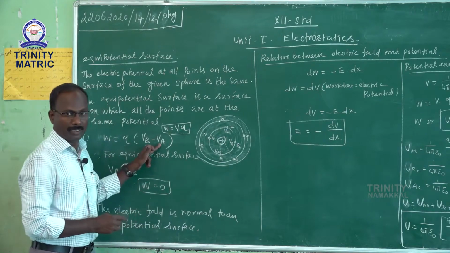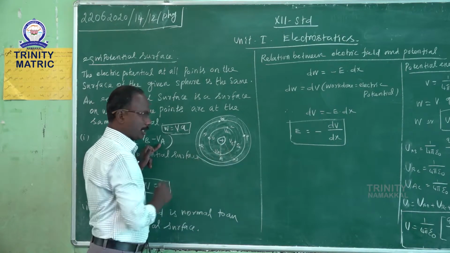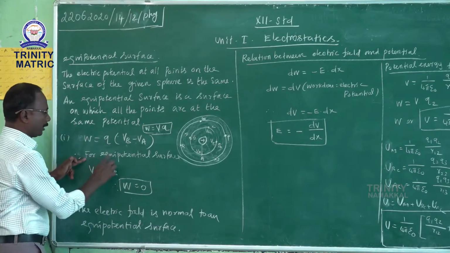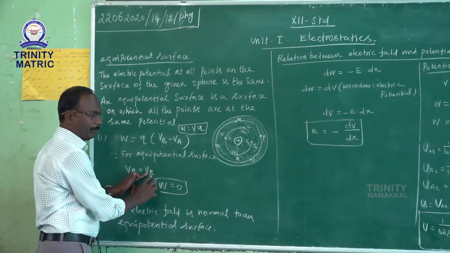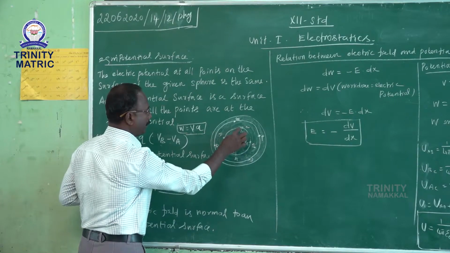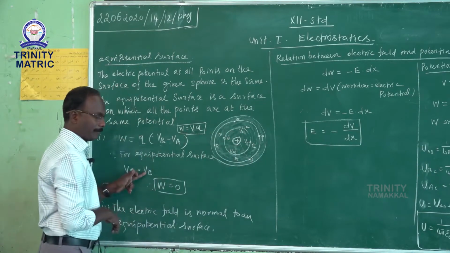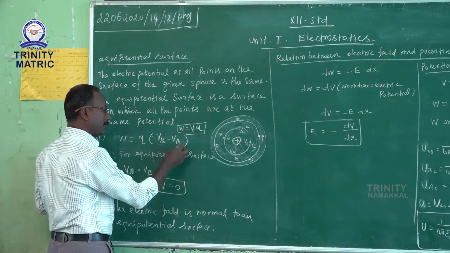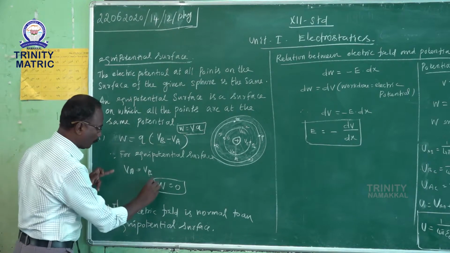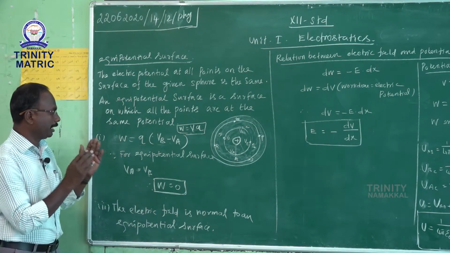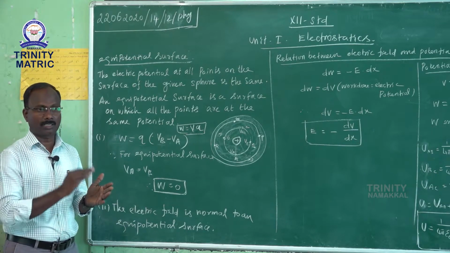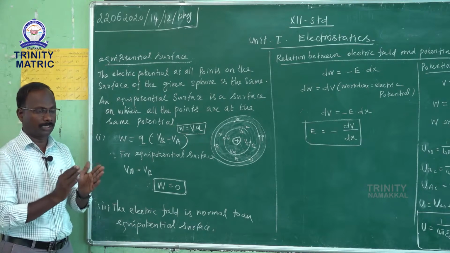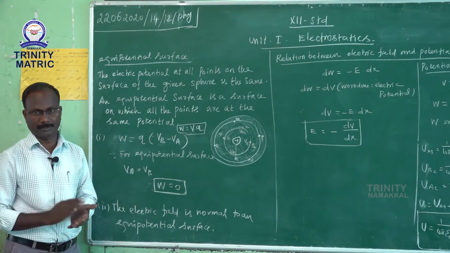For an equipotential surface, you know that it has the same electric potential. That means there is no difference of potential. So for an equipotential surface, VA is equal to VB, because there is no difference. A, B, C, D, all the points have the same electric potential. So VA is equal to VB, then VB minus VA is equal to 0. So the work done is 0. So for any equipotential surface, if the charge moves from one point to another point, the work done is 0.